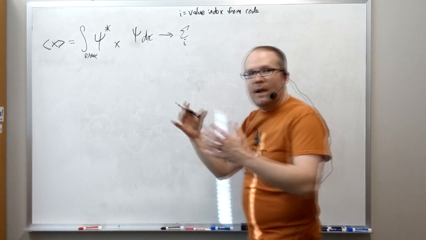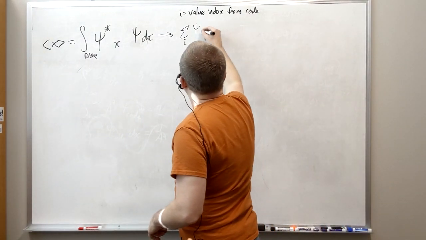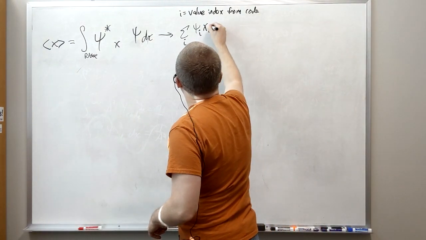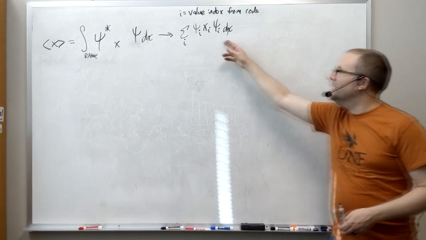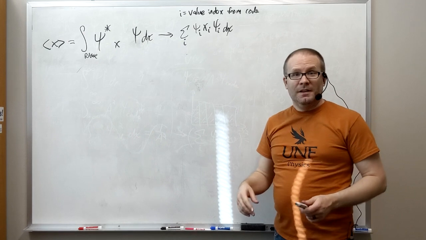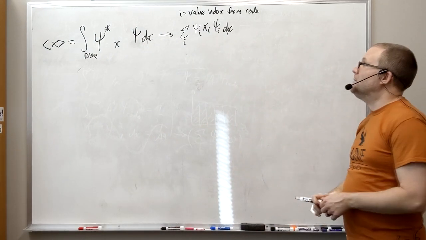All right, it's psi array bracket I, close bracket. You would take your psi array at I, your x array at I, your psi array at I, dx. Right? This is a thing we can carry out. This is a loop. This is just a loop. Multiply these things together, keep adding them together, and you'll get your expectation value.